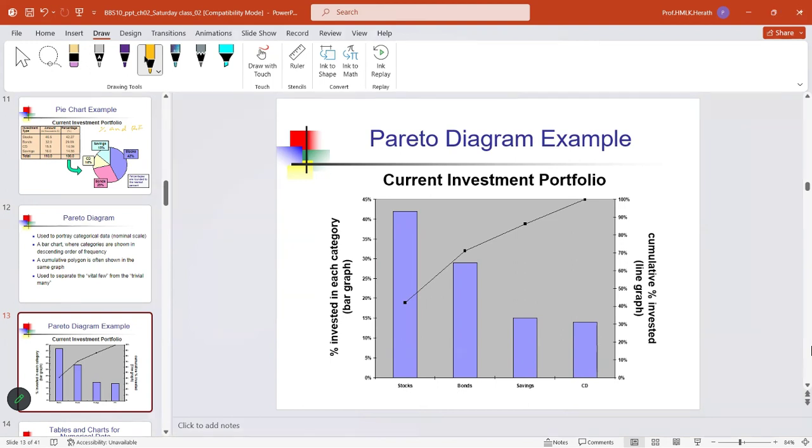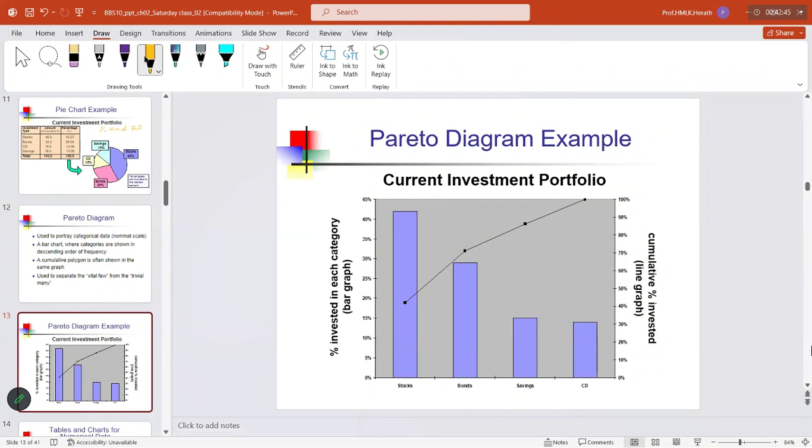The cumulative polygon helps us to understand the cumulative contributions of portfolios on the investments. And the bar chart talks about the investments of individual types of investments.